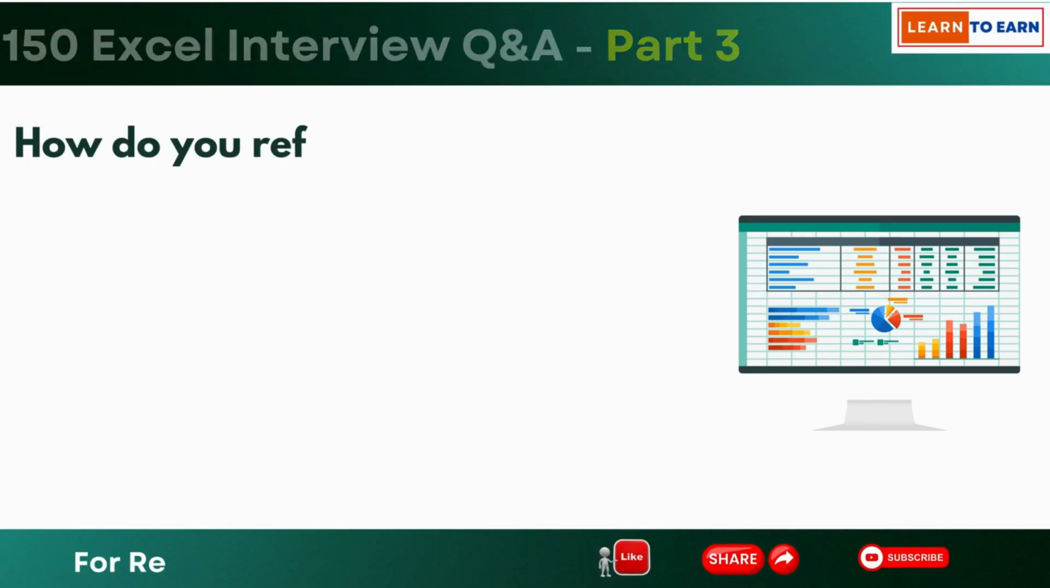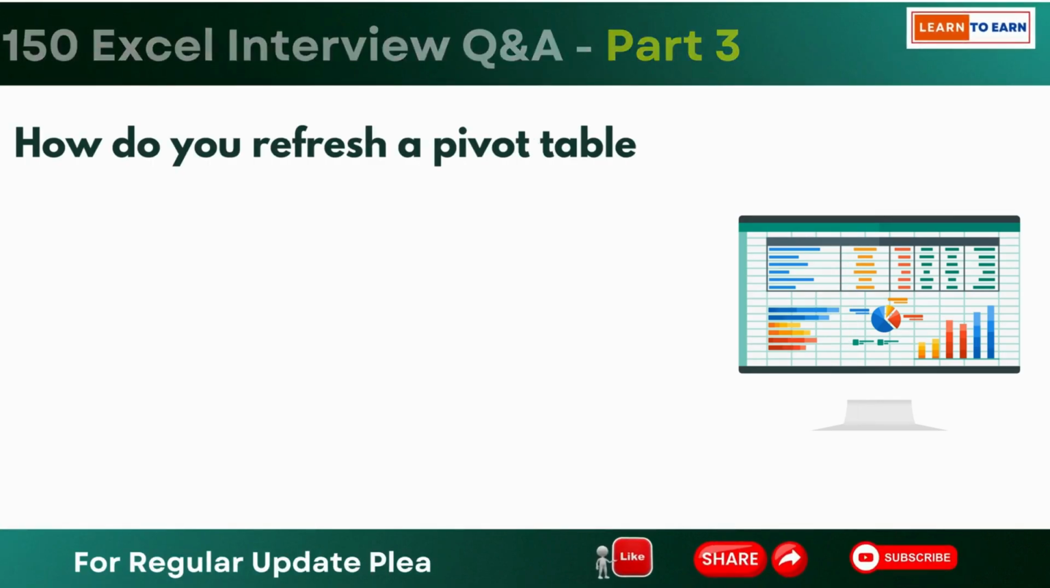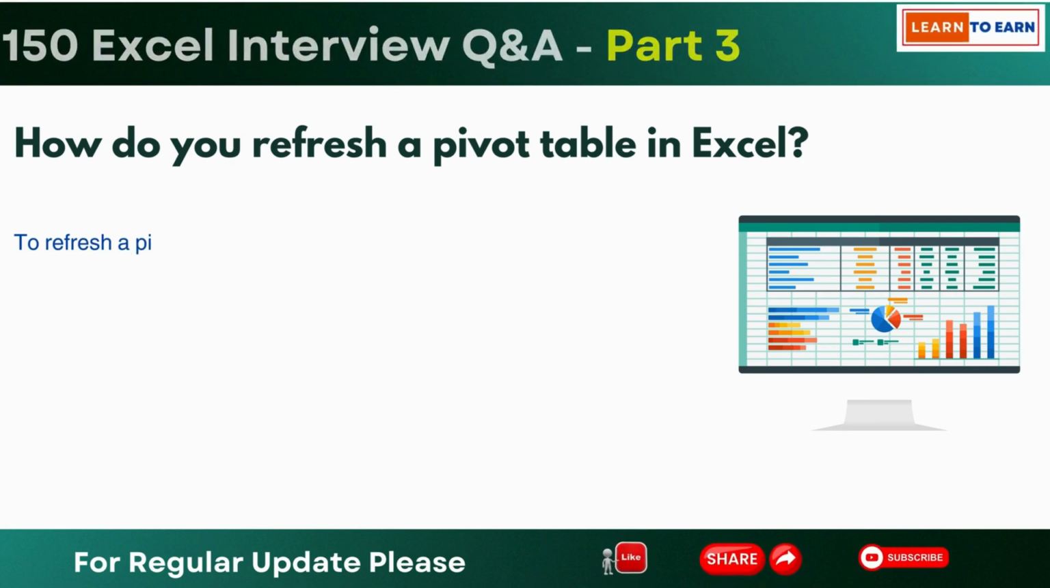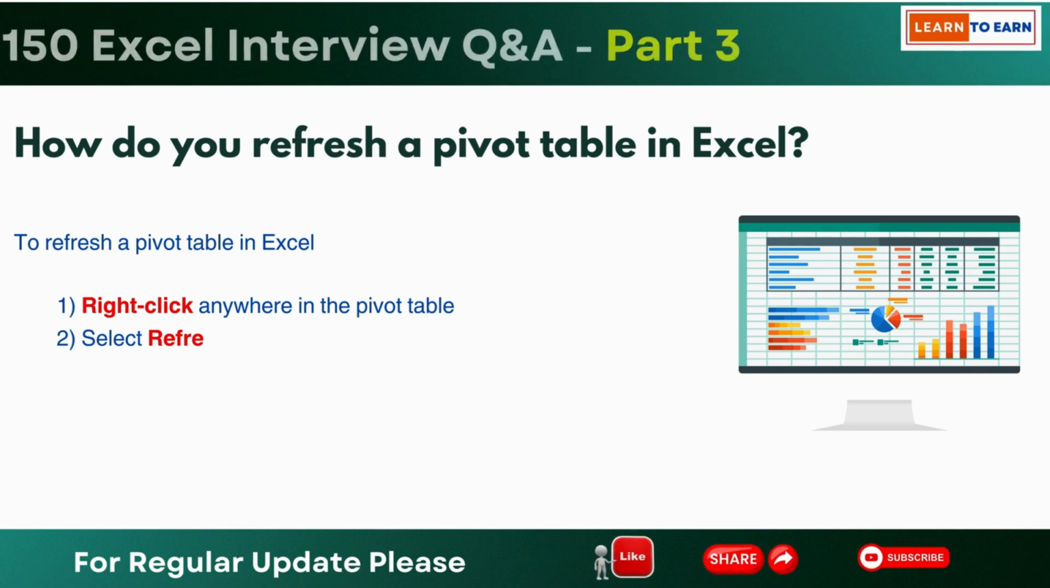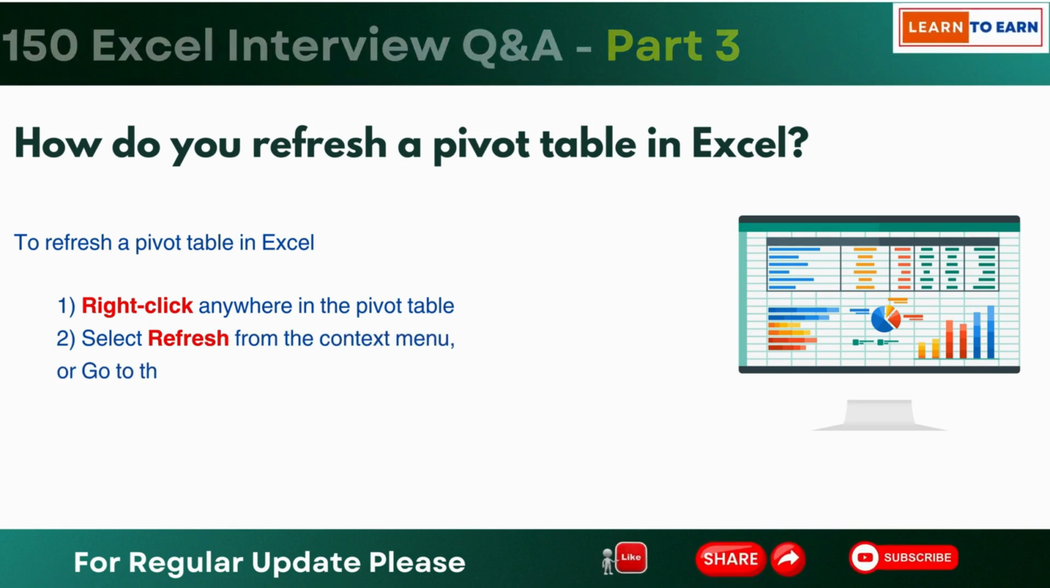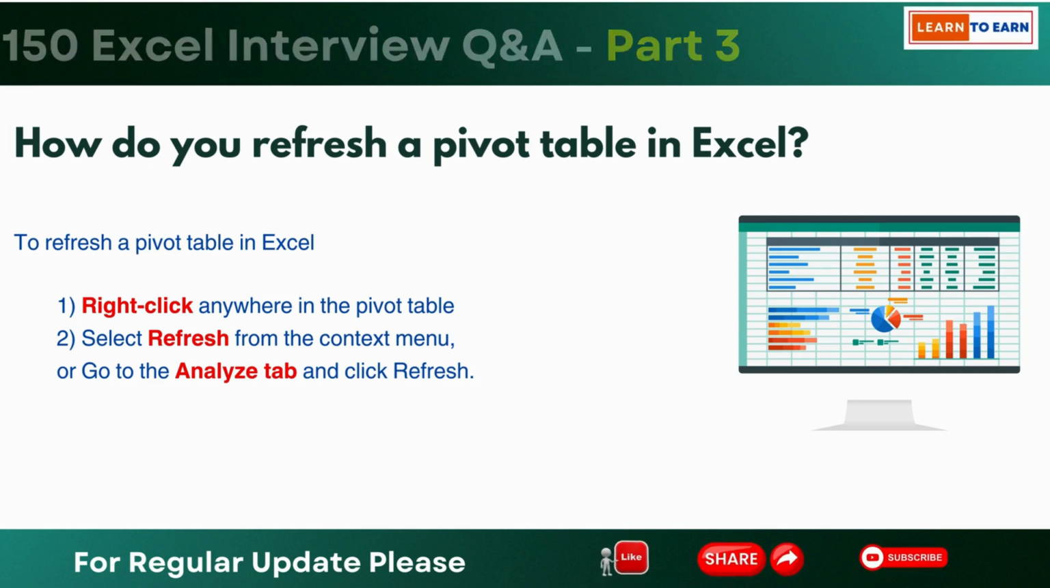How do you refresh a pivot table in Excel? To refresh a pivot table in Excel, right-click anywhere in the pivot table and select Refresh from the context menu, or go to the Analyze tab and click Refresh.